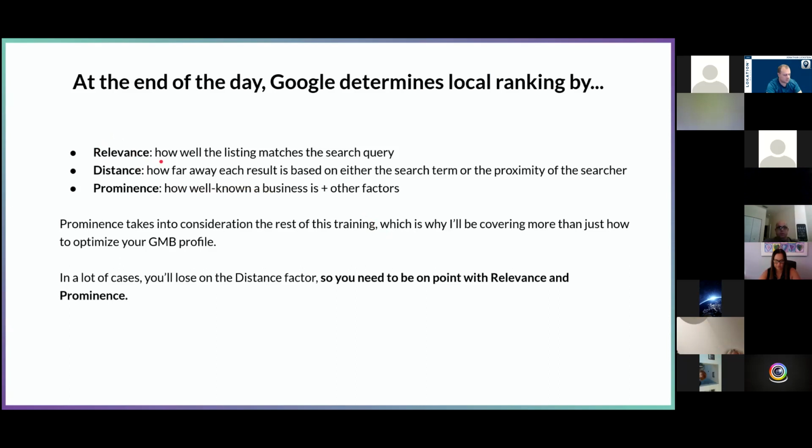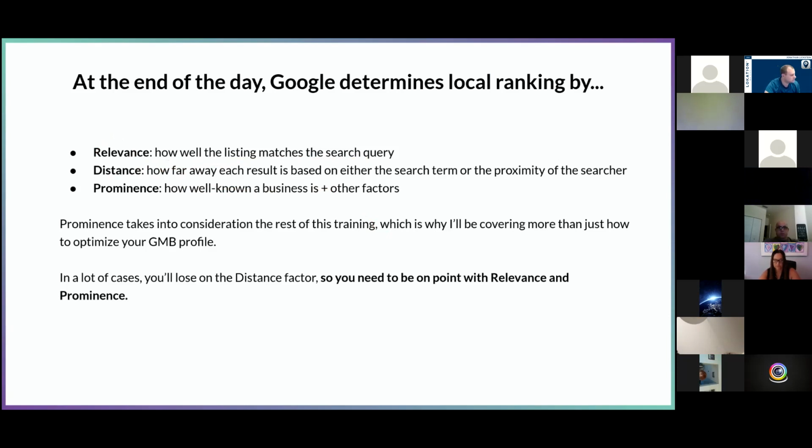So this is how well the listing will match the search query that's entered into Google. The distance. So that's how far away each result is based on either the search term. So the search term could be a city or a zip code, for example, or the proximity of the searcher, and that would use that searcher's device location.